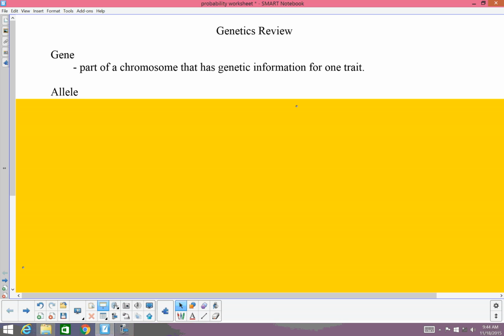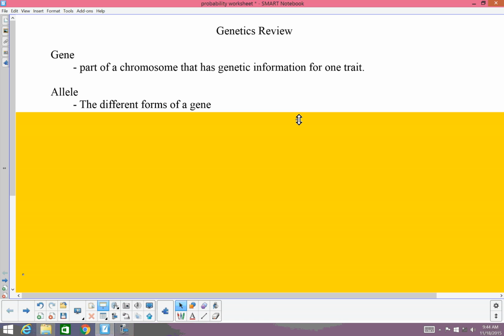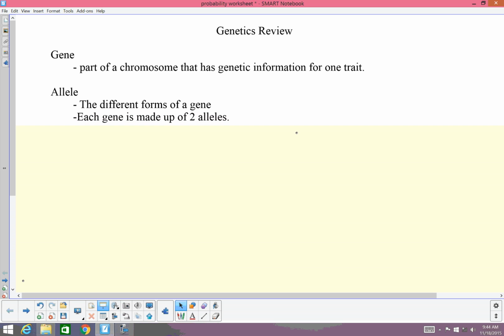Then we have an allele. Alleles are basically the different forms of a gene, okay? And something you need to know is that every single gene is made up of 2 alleles. I will ask you that. You need to make sure you know that for every trait, every gene, there are 2 alleles that make up that gene.